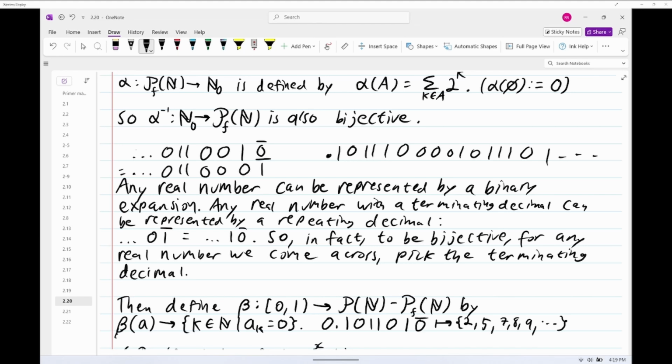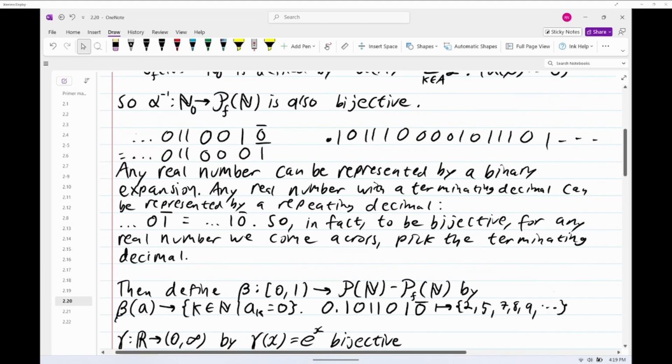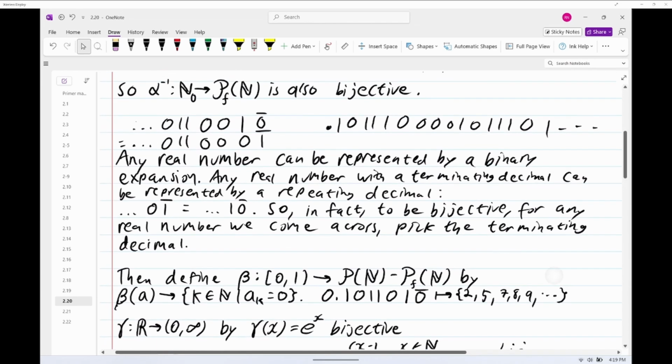Then, so we've bijected 0, 1, and the infinite subsets of the naturals. We have a lot of steps to go, however. So we still have to bring R into it somehow. We know that we can define a bijection from R onto (0, infinity) by e to the x. That looks like this. So it's like woo. That bijects R onto the positive reals.